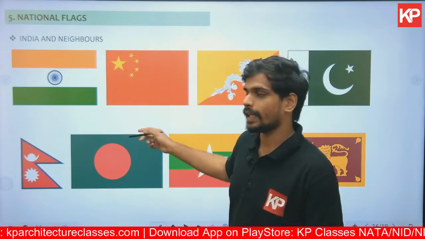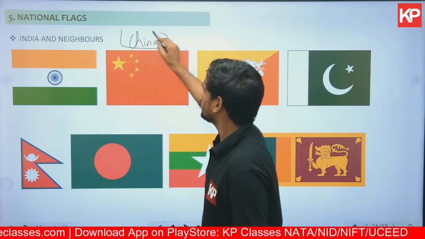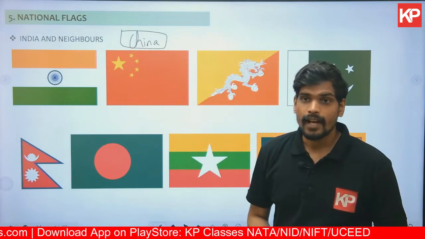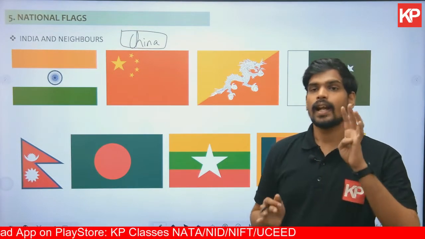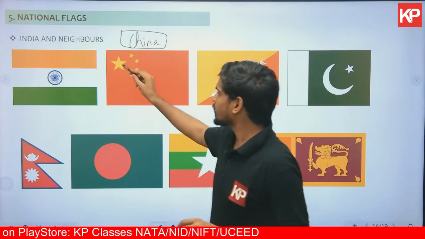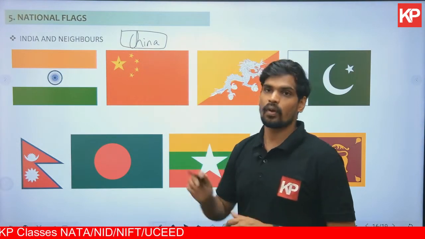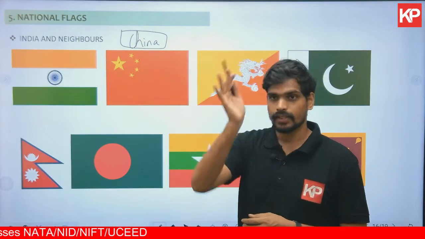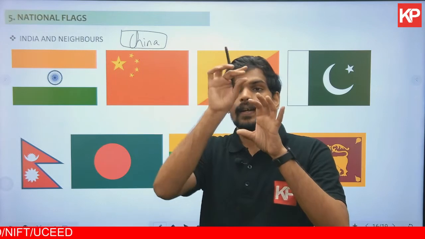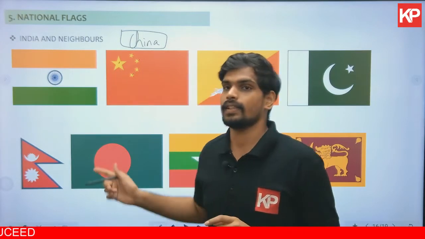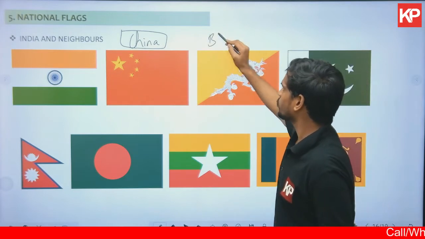This is the flag of China. The flag of China uses 5 pointed stars with a red background. Red background, yellow stars on it, and there are 5 stars. One large star in the center here, and then you have 4 smaller stars forming a curvilinear shape like that. So try to observe and remember the number of stars. One large star and 4 smaller stars, total 5 stars in the flag. That is China's flag.